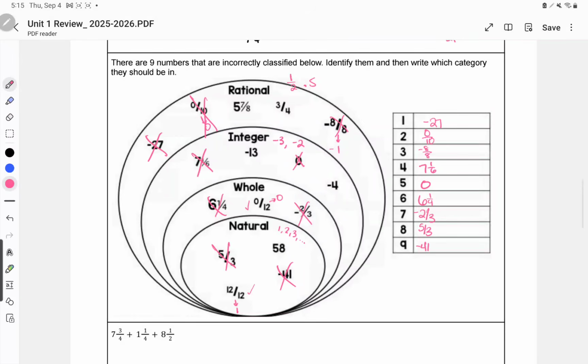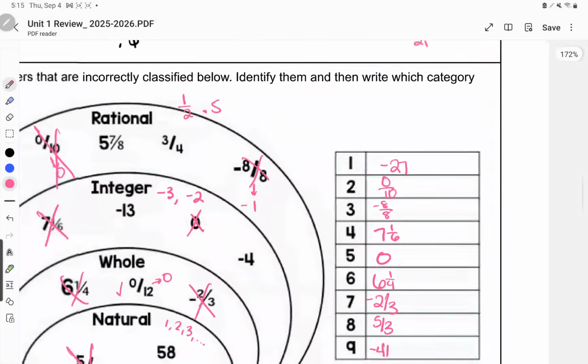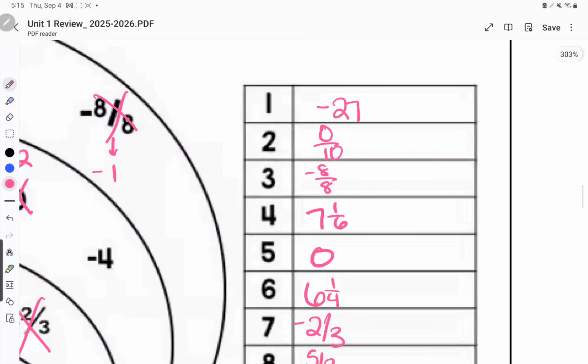So now we're going to go through and we're going to actually classify these. Negative 27, how would you classify it? Negative 27 is an integer. It is a negative number, no fractions or decimals. 0 over 10, we talked about how 0 divided by 10 gives us 0. Where do all zeros go? Into the whole number category. We said that negative 8 divided by 8 gave us negative 1. How would you classify negative 1? As an integer.